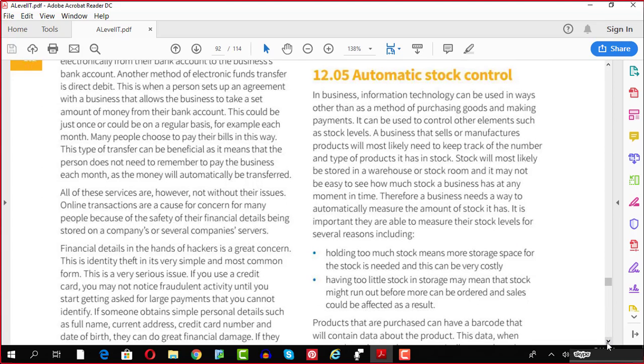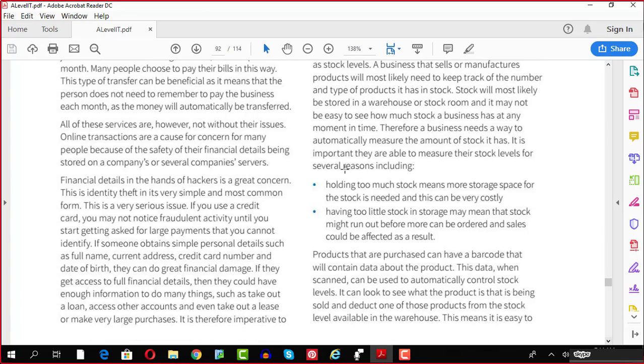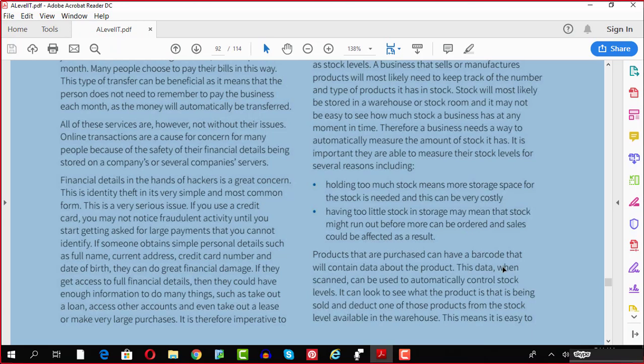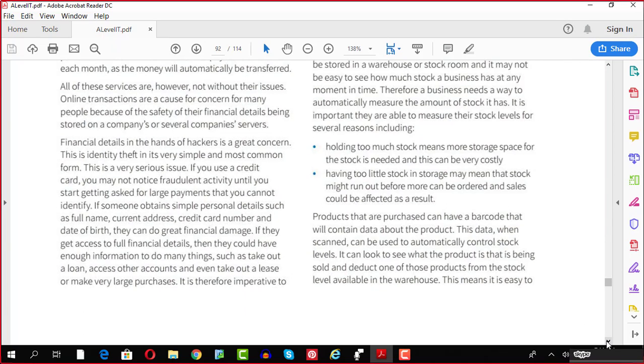So in automatic stock control, there is something known as reorder. I've discussed that. But because holding too much stock means more storage space, obviously you will not like to do that. Having too little stock obviously will again be a problem. There is something known over here as just in time. It's not mentioned over here, but you should know what just in time is.